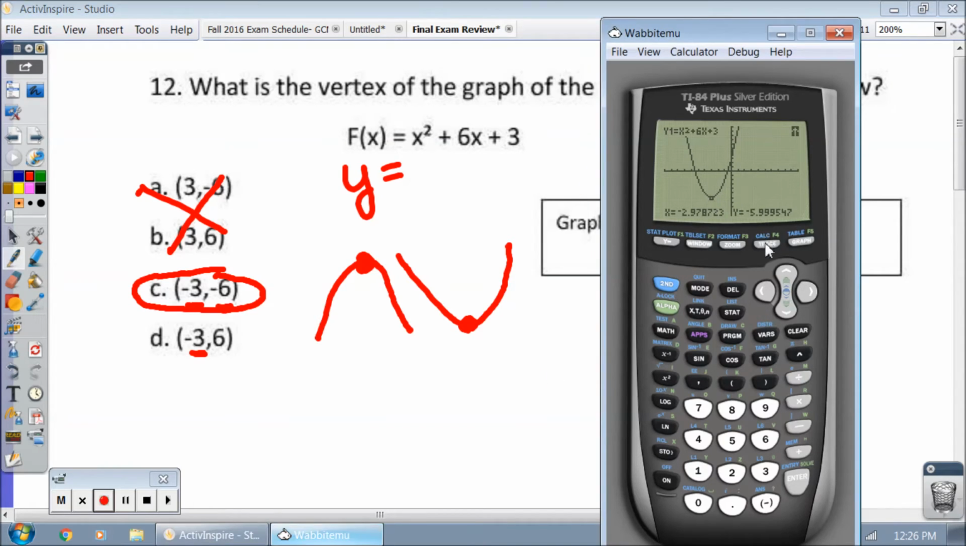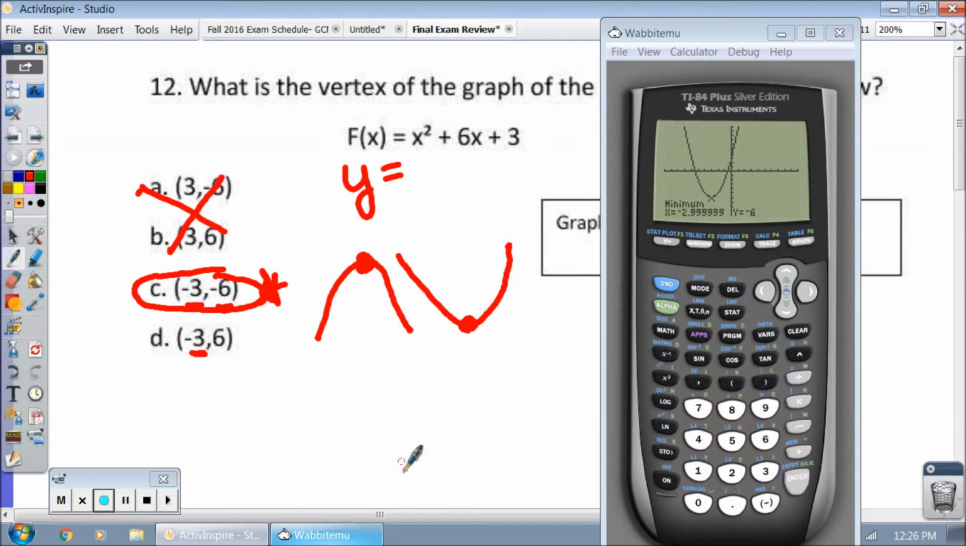You could go second, calculate in blue, and it's a minimum because it's a lowest point. So we're going to calculate a minimum. It says get to the left of where you think it's at, so I'm going to get to the left of where I think the vertex is and hit enter. Then get to the right of where I think the vertex is. Hit enter. It's asking me to take a guess now. And look, it gives me negative 2.9 repeating, which is negative 3. The calculator is saying it's really negative 3 and negative 6 for the y.